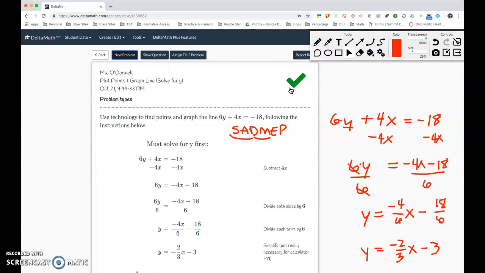And they like it. So that's how you solve for y. You're following that inverse order of operations to isolate the variable. If you have any other questions, please don't hesitate to reach out.